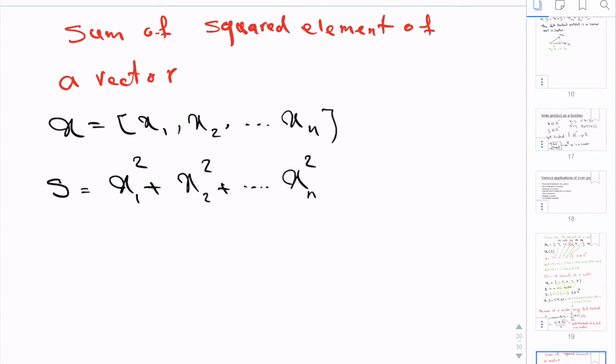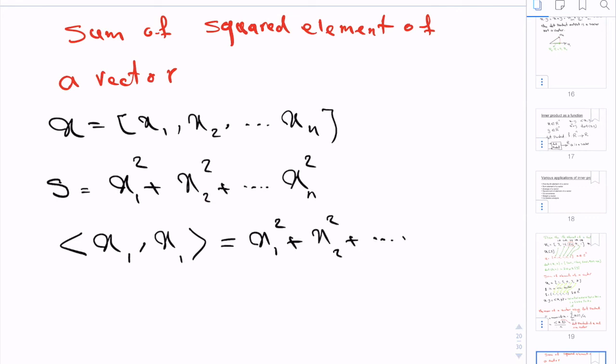To square the elements of a vector is very simple. If I define the dot product of a vector with itself, this is exactly equal to x1 squared plus x2 squared plus through xn squared. So the dot product of a vector with itself gives the sum of the squares of the elements of that vector. That will later be used to compute mean square error and also the standard deviation.